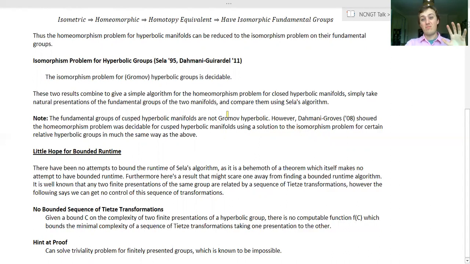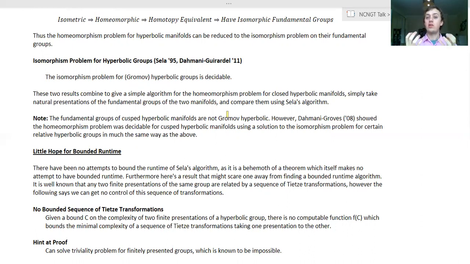Furthermore, here's a result that might scare you away from finding a bounded runtime algorithm. Here's a track that doesn't work, and it makes me wonder whether maybe the other tracks don't work either. It's well known that any two finite presentations of the same group are related by a sequence of Tietze transformations. And you might think, okay, so here's a way that, if it worked, you could solve the isomorphism problem for hyperbolic groups in bounded runtime.